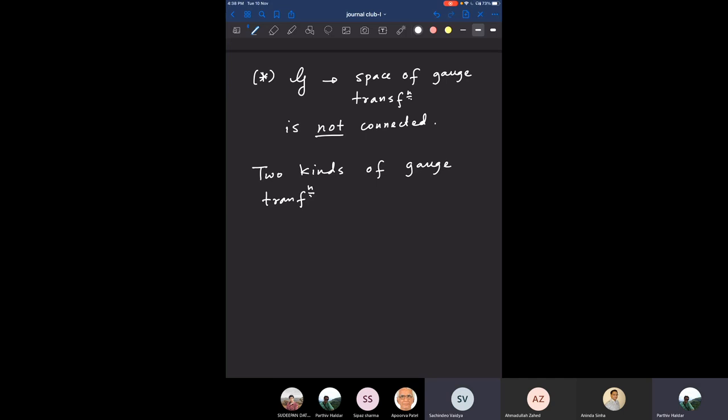What you have written is correct, but the G got me confused, whether it was curly G or ordinary G. So this curly G is not connected because there are two kinds of gauge transformations. One is connected to the identity, another cannot be connected to the identity, cannot be deformed to the identity, which is not homotopic to the identity.